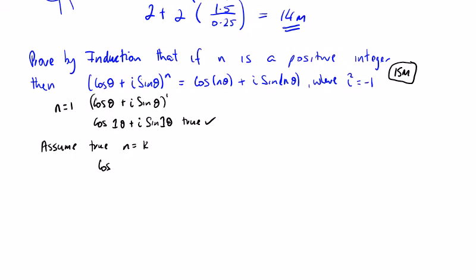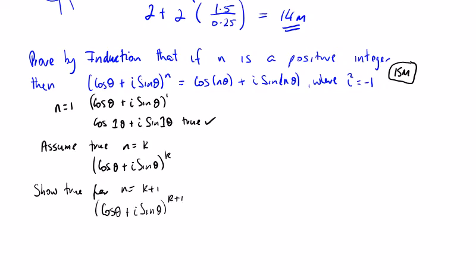So we're going to get the cos of theta plus i sine theta to the power of k. And now we're going to show true for n is equal to k plus 1. So we're going to get the cos of theta plus i sine theta to the power of k plus 1, which we're always going to use the assumption. So this is the k part.